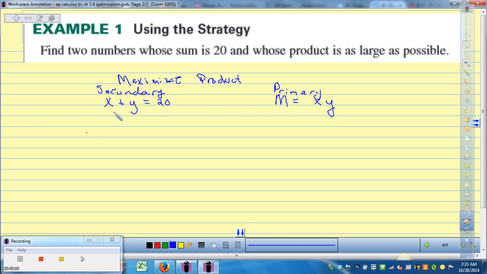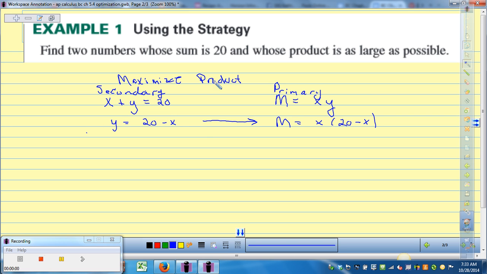So what can I do with the secondary equation? Solve for one variable. Yeah. So let's solve for y equals 20 minus x. And we can say M equals x times 20 minus x. And I want to find that maximum of the product. So what do I do? How do we find a maximum? How do we find where the maximums occur?